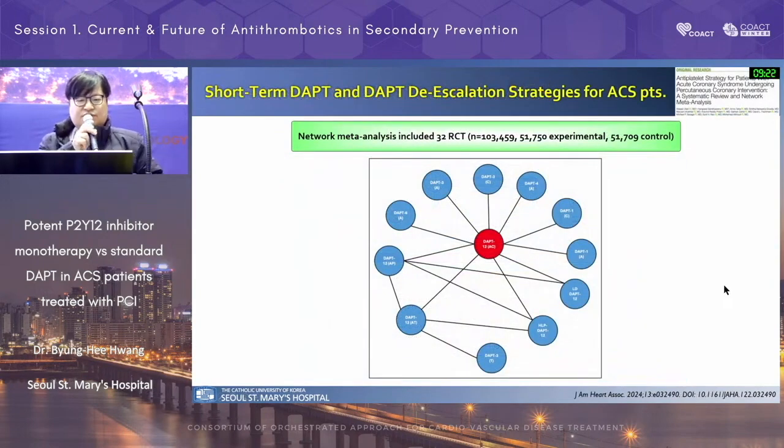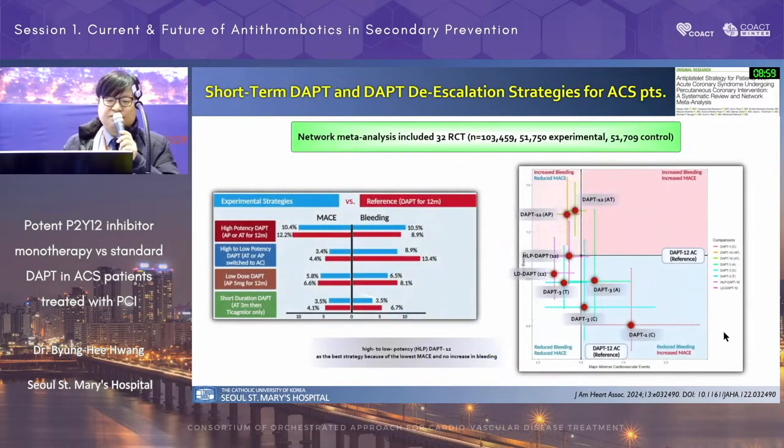And there is another network meta-analysis presented this year. So you can see it's very complicated. 32 RCTs, more than 10,000 people. DAPT with aspirin and clopidogrel is in the middle as the conventional group. There are several other groups. As you can see, the reference is DAPT for 12 months. High potency DAPT means 12 months of prasugrel or 12 months of ticagrelor. MACE is lower, but bleeding is higher, as you can think.